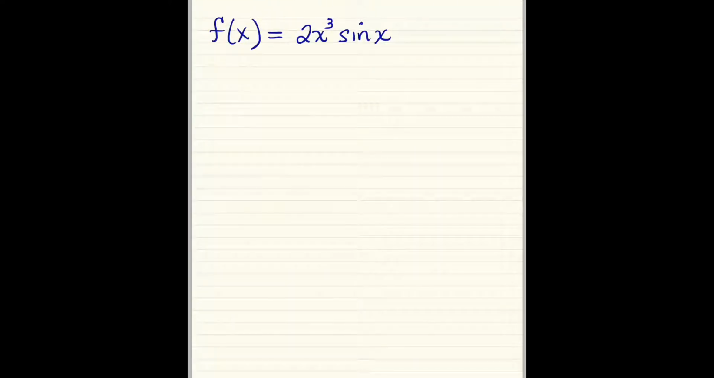So, just a friendly reminder, what makes something a product? This is the most important thing I can possibly say about this video. In order to determine if something's a product, you need to see if there's an x times an x. If it doesn't say x times x, then absolutely not a product rule, okay? So that's the most important thing. So how do we do this?